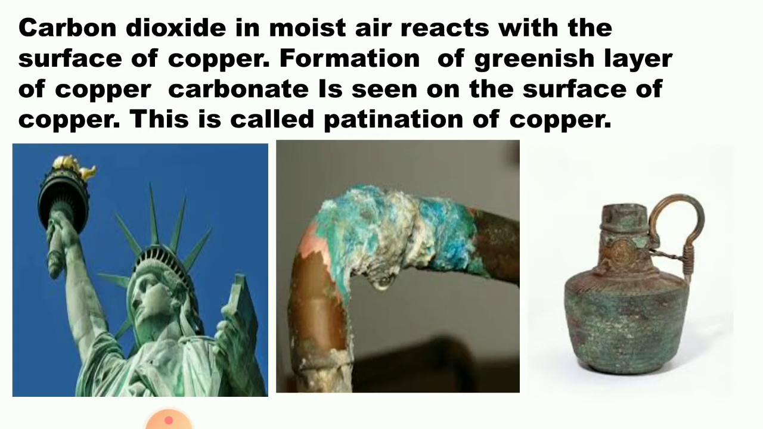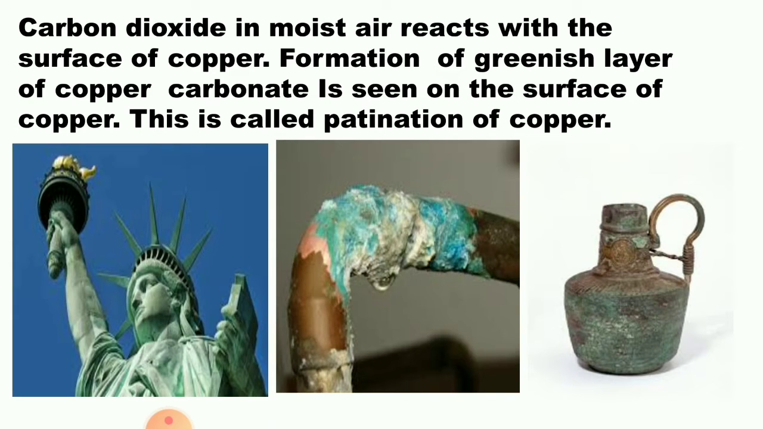Next is copper. Copper also gets corroded. It gets corroded with the help of carbon dioxide in moist air. Carbon dioxide reacts with the surface of copper and forms a greenish layer on the copper. This greenish layer is copper carbonate. Carbon dioxide reacts with copper to form copper carbonate.